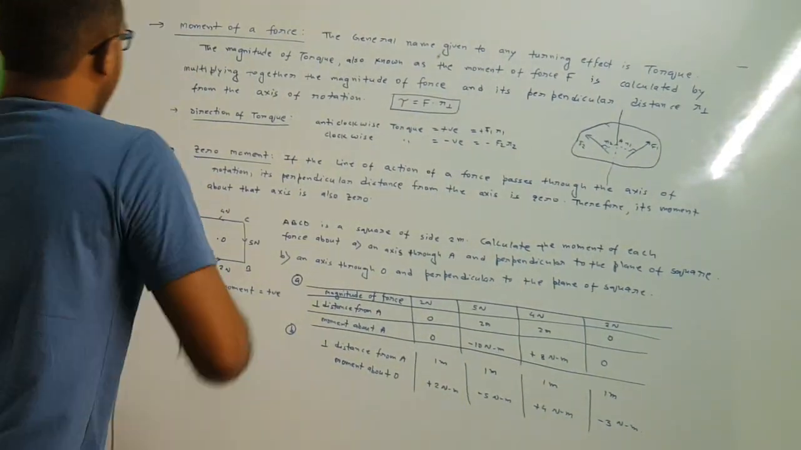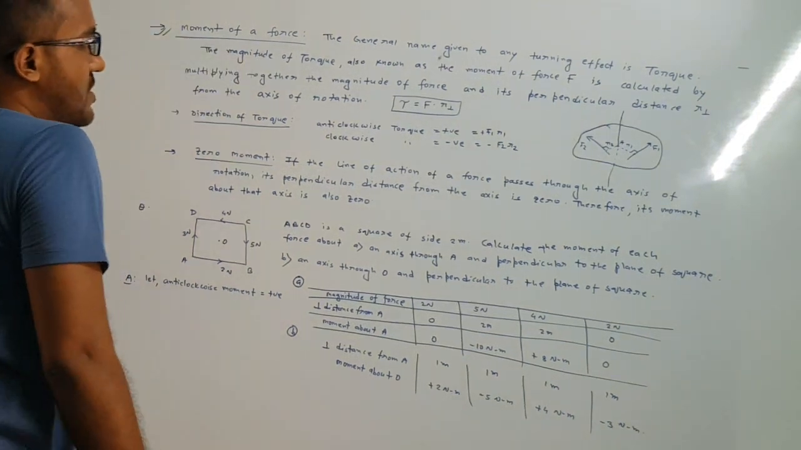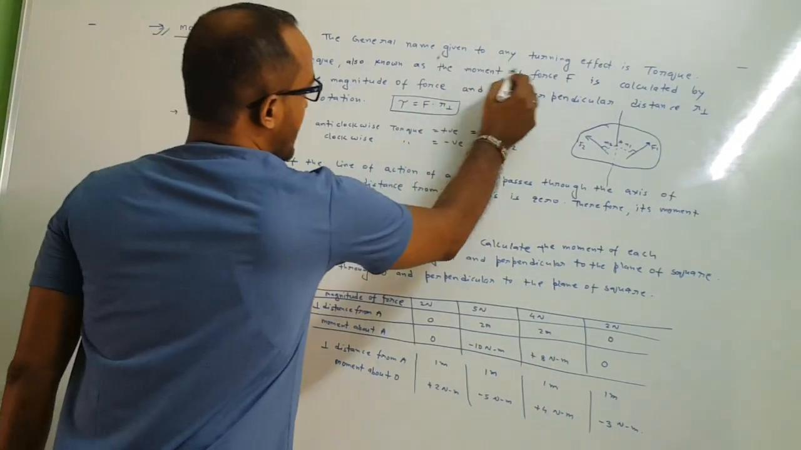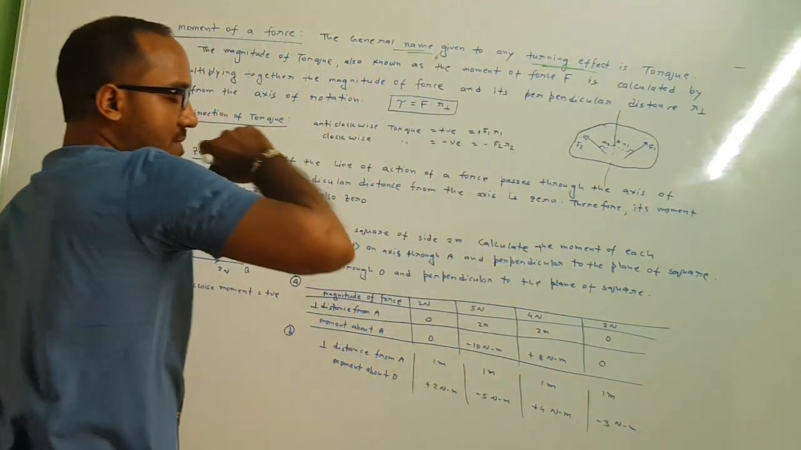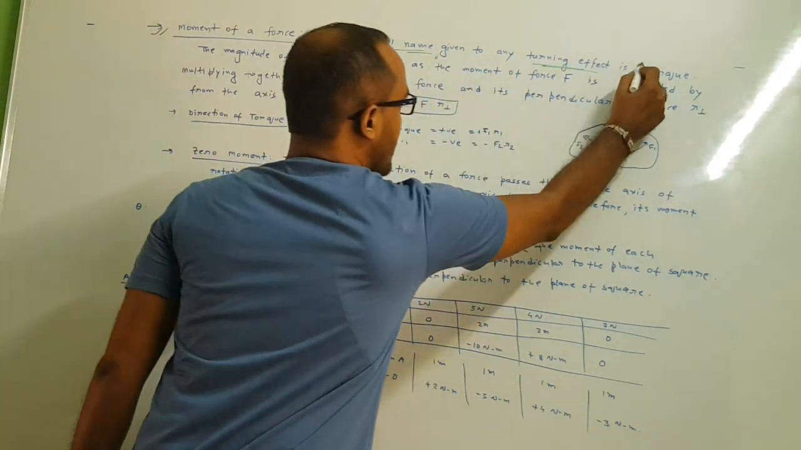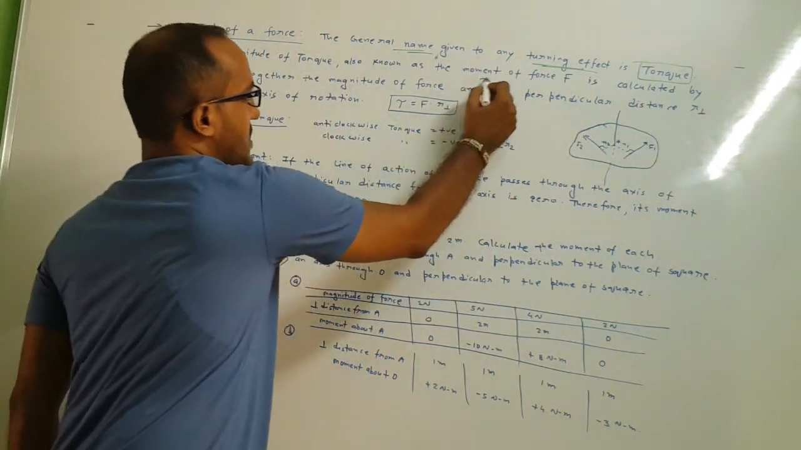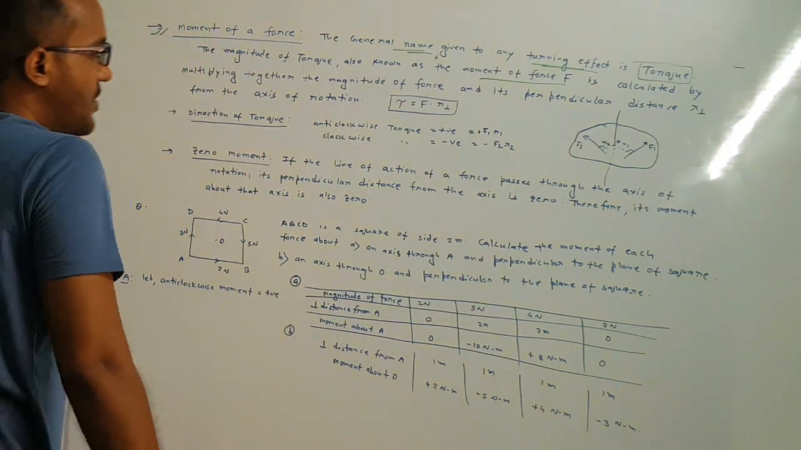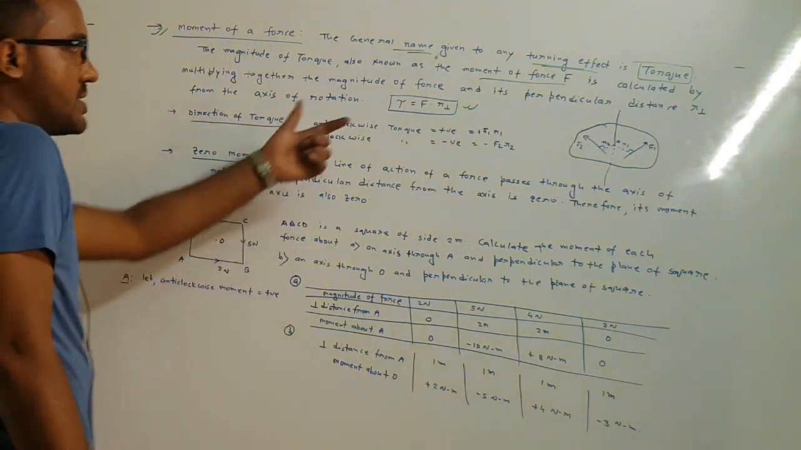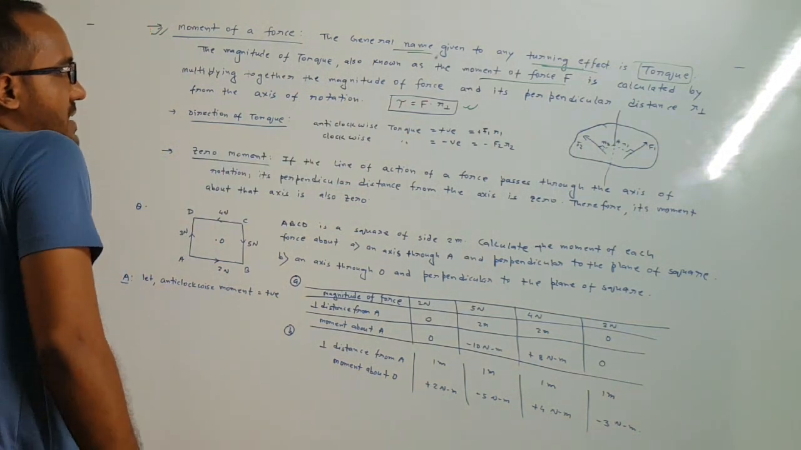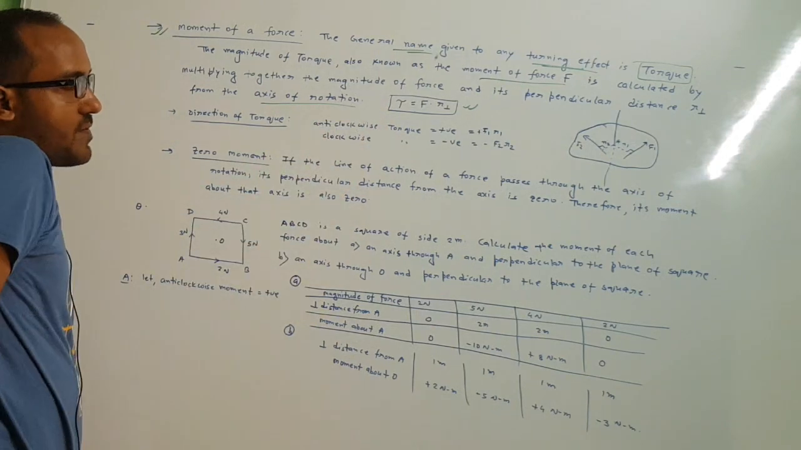So let us move forward to our next topic, which is moment of a force. See, it is the general name given for the turning effect. Any general name given for the turning effect is known as torque, we know, and the magnitude of torque is what is known as moment of force. Moment of force, that is torque, can be calculated as force into perpendicular distance from the axis of rotation. This is very important. Force into perpendicular distance from the axis of rotation.